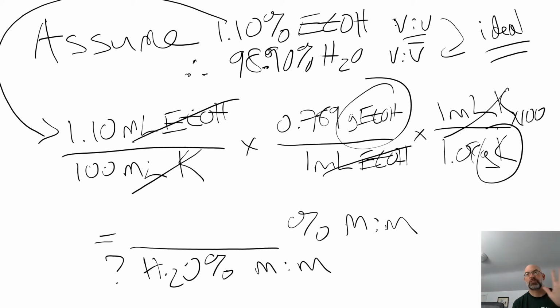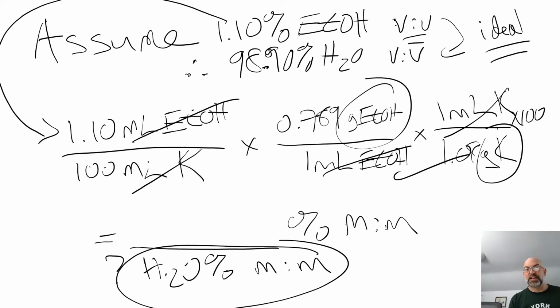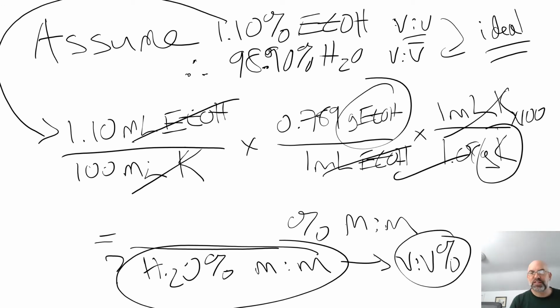So here's the general logic of this problem. So you calculate the mass percent of ethanol in kombucha by doing this unit conversion. Fine. Then you take 100 minus that to get the percent of water by mass. Then you convert that answer into a volume to volume percent by using density kind of in the reverse direction. Cool. Now you've got two numbers to compare.